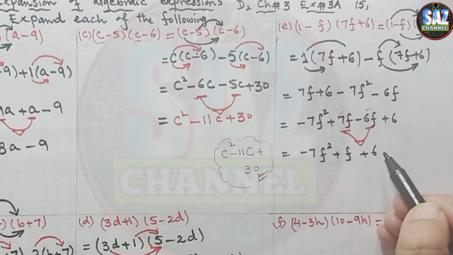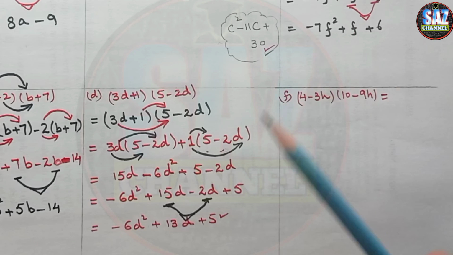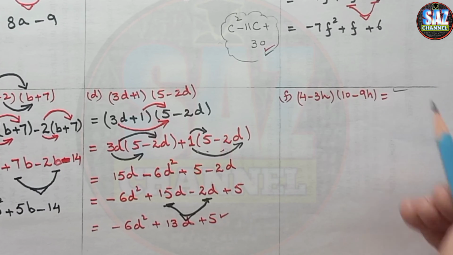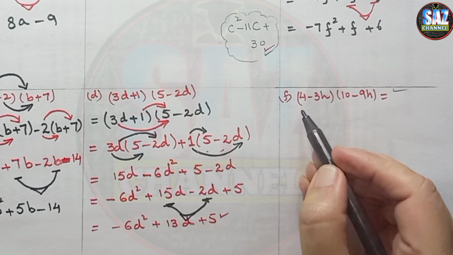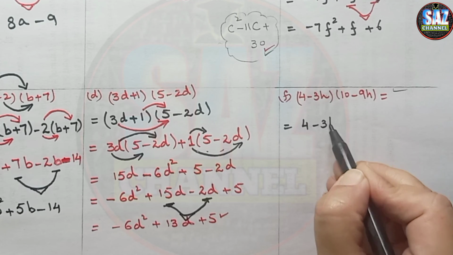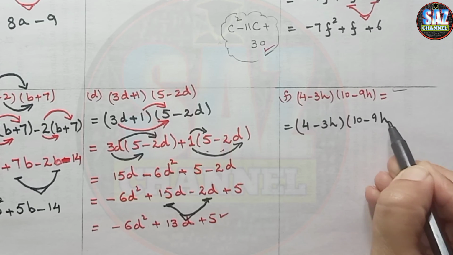Okay, I hope you are clear about this question, and let's quickly move to the last part of this question, that is 4 minus 3h into 10 minus 9h. Okay, let's quickly apply distributive property. Okay, before that I have to write the question. 4 minus 3h into 10 minus 9h.